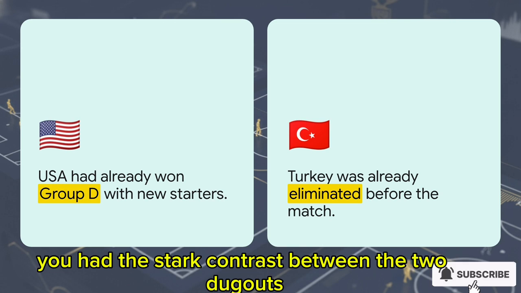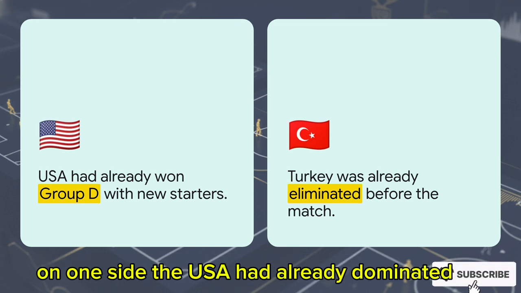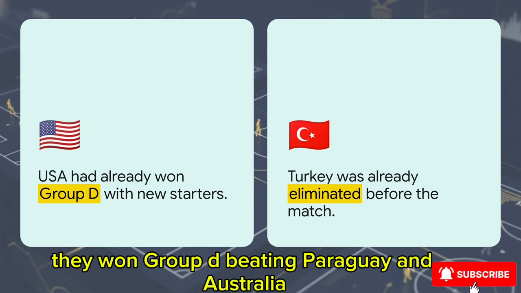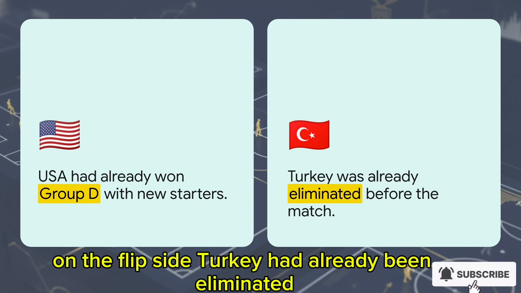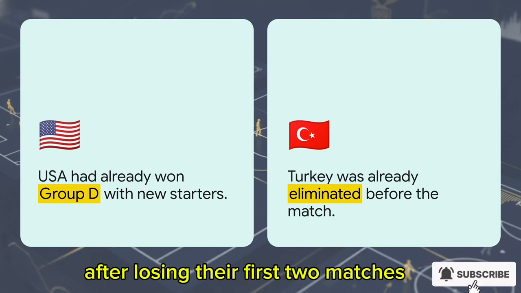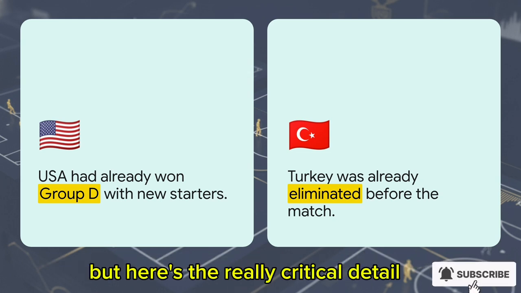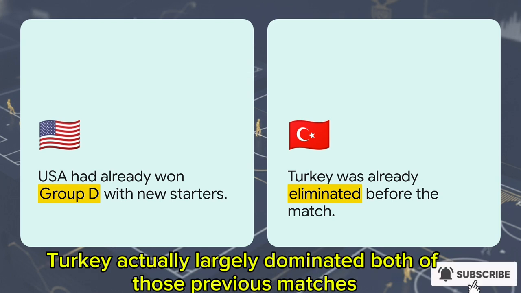You had the stark contrast between the two dugouts. On one side, the USA had already dominated. They won Group D, beating Paraguay and Australia. They literally had nothing to gain in the standings. On the flip side, Turkey had already been eliminated after losing their first 2 matches. But here's the really critical detail. Turkey actually largely dominated both of those previous matches statistically.